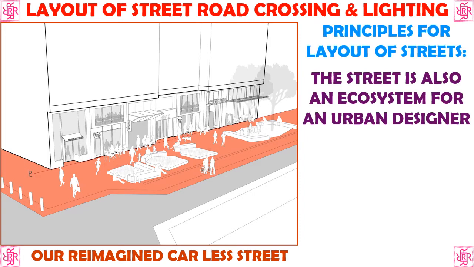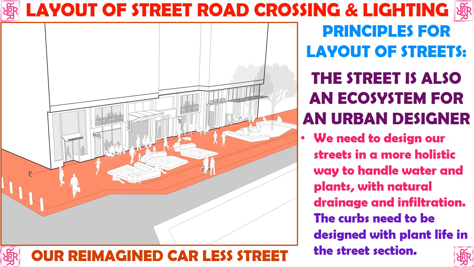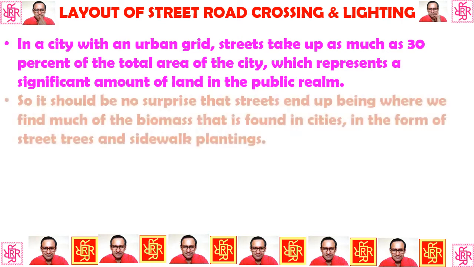The principle for layout of a street is that the street is also an ecosystem for the urban designer. We need to design our street in a more holistic way to handle water and plants with natural drainage and infiltration. The curbs need to be designed with plant life in these street sections. In a city with an urban grid, the street takes up as much as 30% of the total area of the city, which represents a significant amount of land in the public realm.